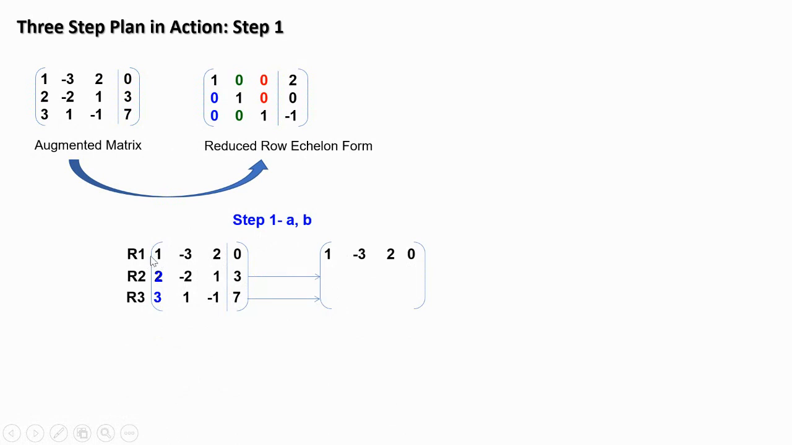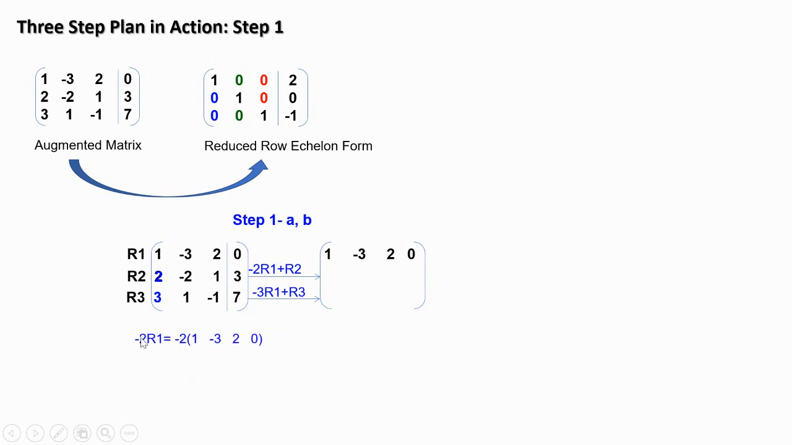So I'm going to multiply -2 times row 1 and add it to row 2. You see, there it is, because -2 times 1 will give me -2. Then when added to row 2, it'll be a 0. And here, guys, I'm going to multiply -3 times row 1 plus row 3.